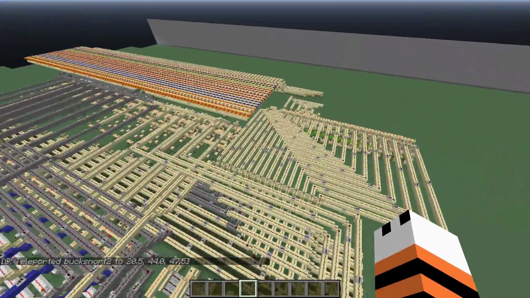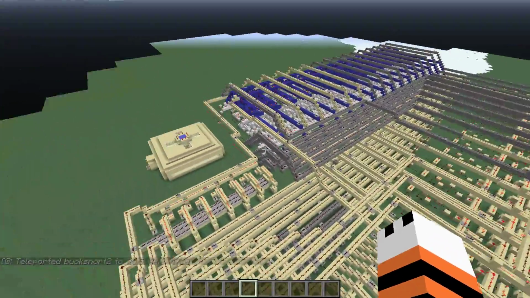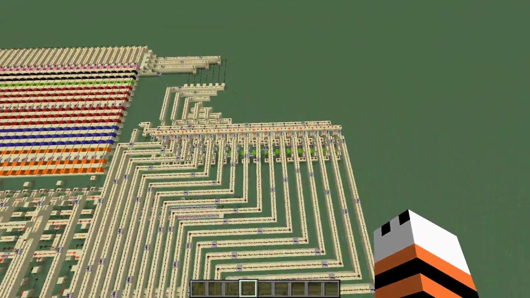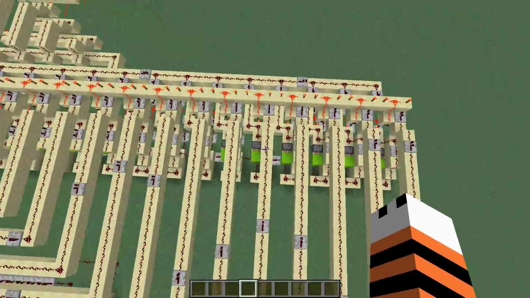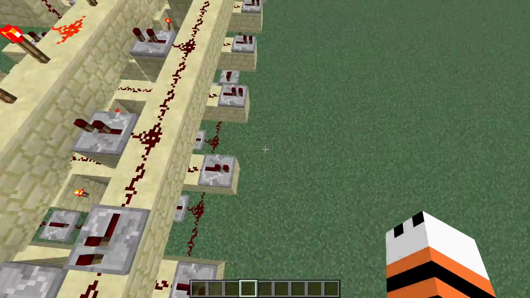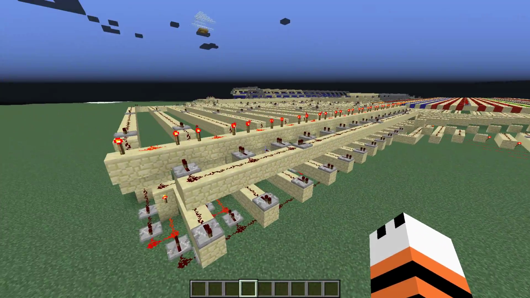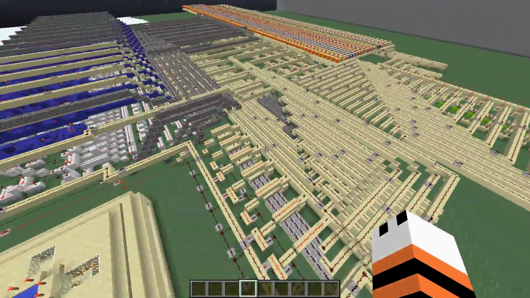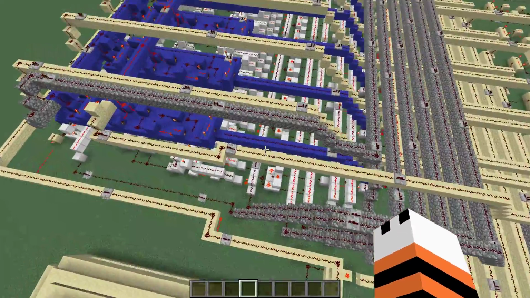This is not my creation. Someone else made this. It's not a complete build yet because I can't find any inputs anywhere. Down here, actually. No, they're not. But I can't find any inputs yet. But this is a big computer. You can see, let's jump down here.